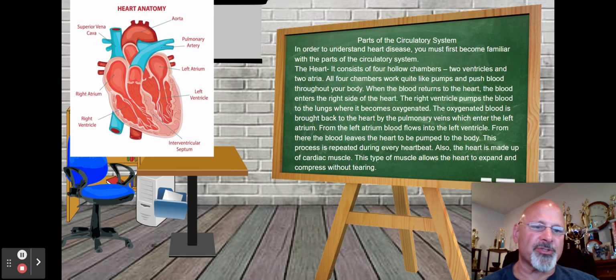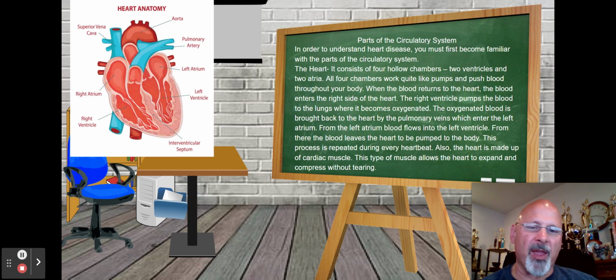When the blood returns to the heart, it enters the right side of the heart. The right ventricle pumps the blood to the lungs, where it becomes oxygenated. Oxygenated blood is brought back to the heart by the pulmonary veins, which enter the left atrium. From the left atrium, the blood flows into the left ventricle. From there, the blood leaves the heart to be pumped to the body. This process is repeated during every heartbeat.